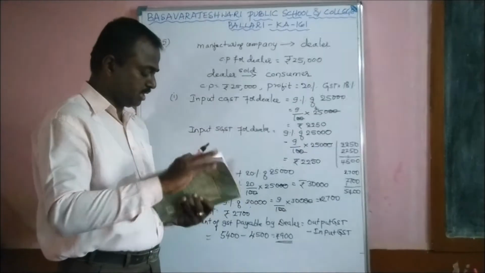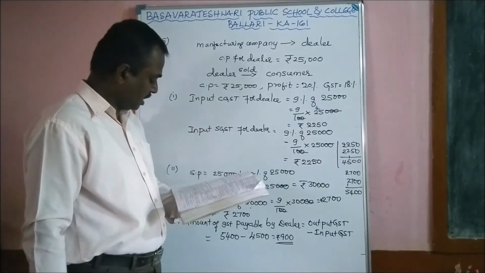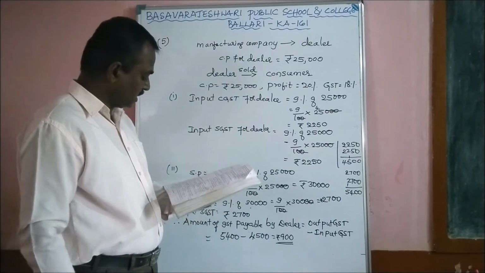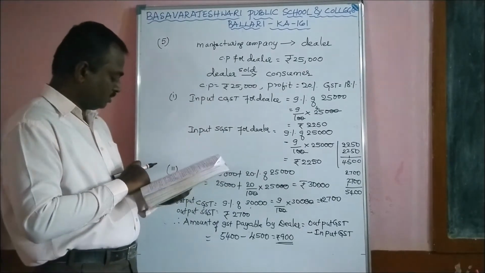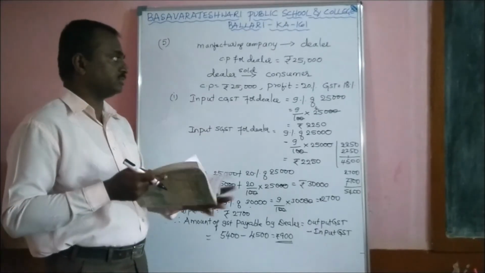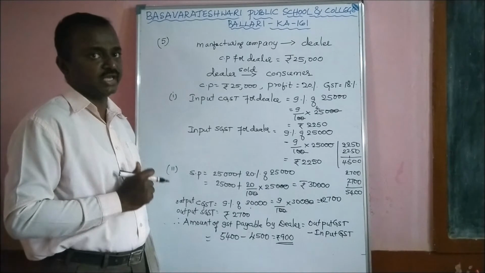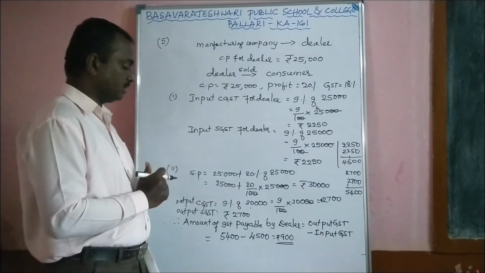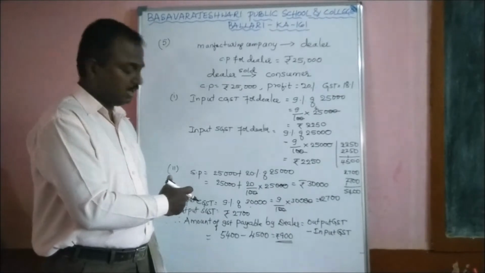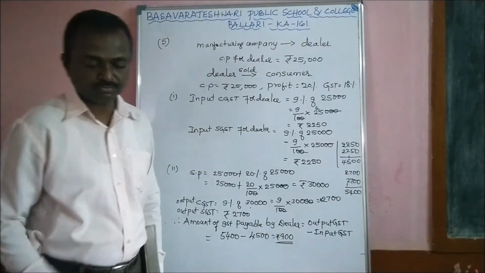So note down this point. Again, one more question is there. I want to solve it. Therefore, the amount that the consumer has to pay for the music system, that is the final bill, how much he has to pay, I will write down. First you note down this point, this sum.